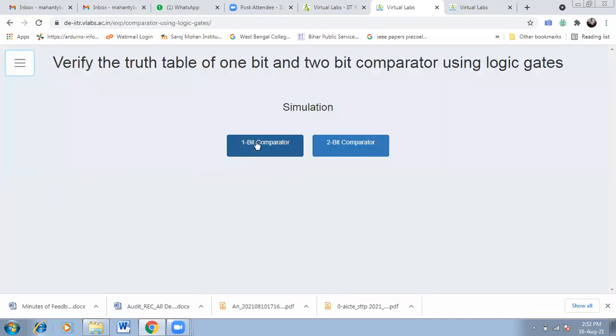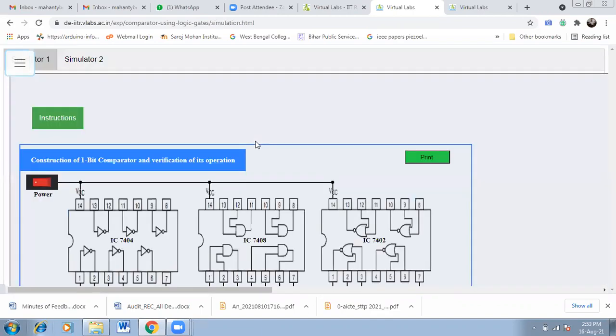So, simulation: first, the single-bit comparator. In the comparator part, we can use an exclusive OR gate and a NOR gate. So what is the fundamental concept? You know that in the case of a 2-bit exclusive OR gate, if the bits are 0, 0 or 1, 1, the output will be 0.